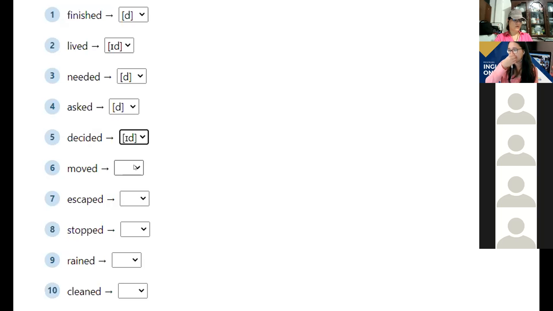Let's listen, Jolman. Number six, Jolman. ¿Cuál sería el sonido? What is the sound for move? Teacher, I don't remember, but I guess move T. T, okay. Okay, don't worry. We are practicing. Estamos practicando, right? Si tenemos dudas, we are going to solve them.